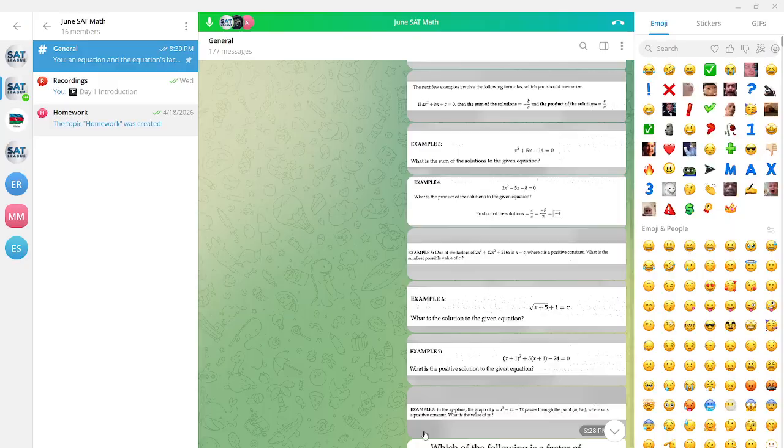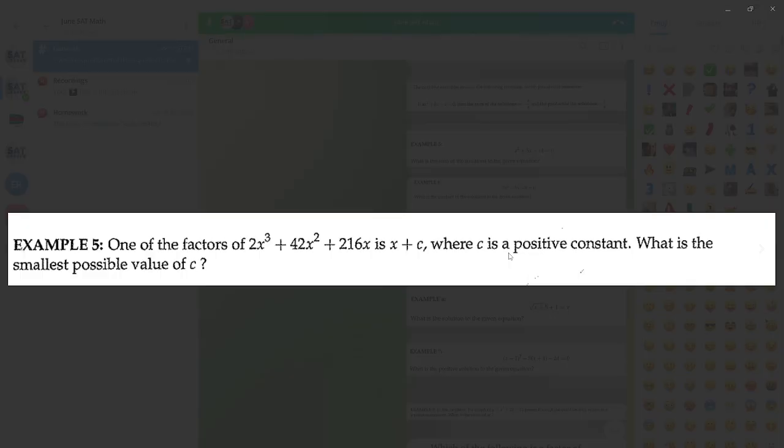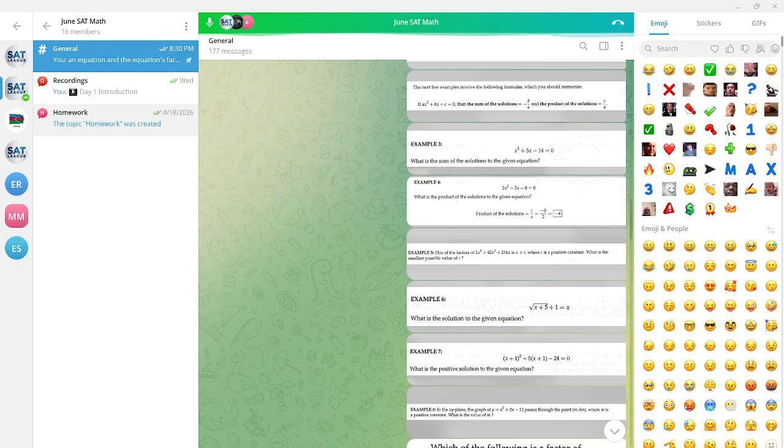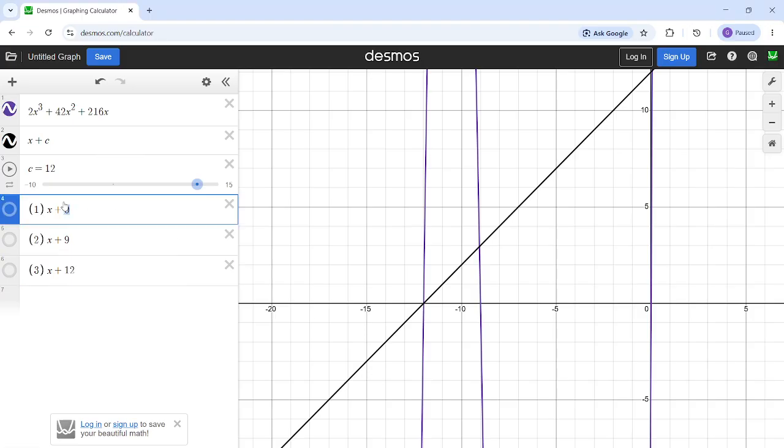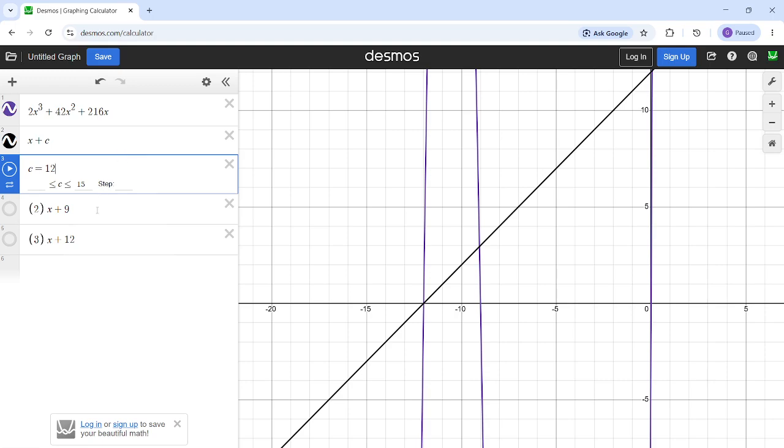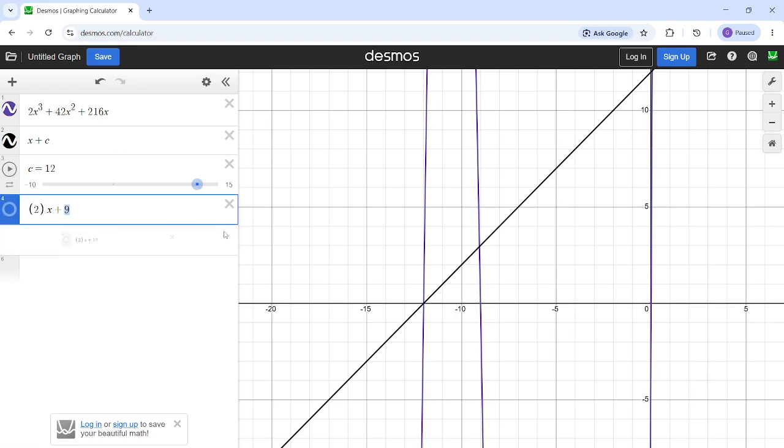We need to find the smallest possible value, but the value must be positive. If you look here, 0 is not a positive number, so it is out, all right? 0 is not a positive or negative number. And the smallest value out of these two is 9, so the answer must be 9. So c must be equal to 9, not 12, because 12 is the greatest value.